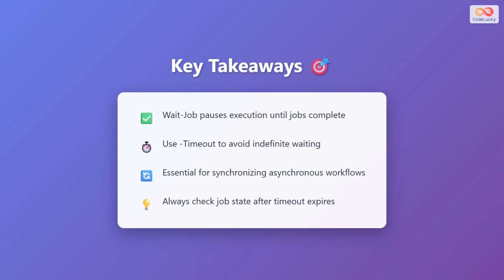Let's review the key points. Wait Job pauses script execution until your background jobs complete, providing essential synchronization. Always use the timeout parameter when there's a risk of jobs running longer than expected. This prevents your script from hanging indefinitely. Wait Job is essential for synchronizing asynchronous workflows, especially when later steps depend on job results.